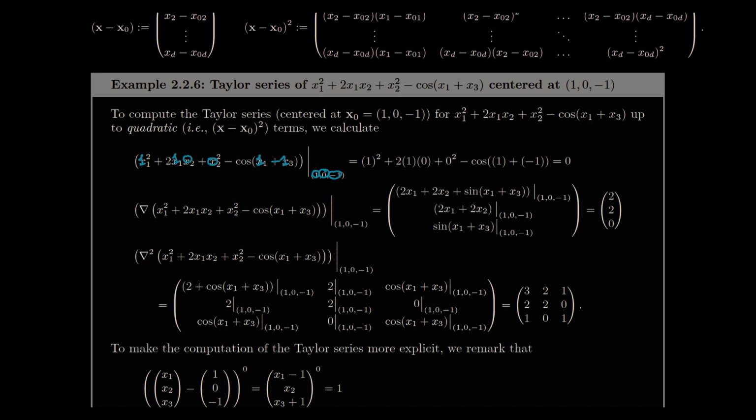And what do I end up with? I end up with 1 squared, 2 times 1 times 0, 0 squared. This is cosine of 0, which, by the way, cosine of 0 is 1. So I've got 1 plus 0 minus 1 gives me 0.